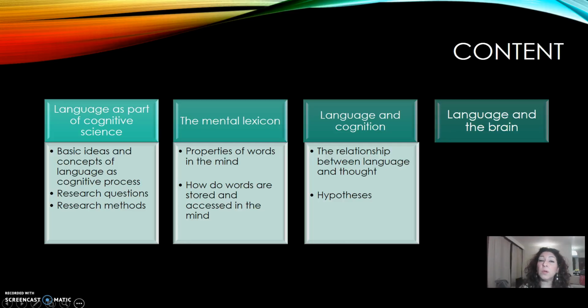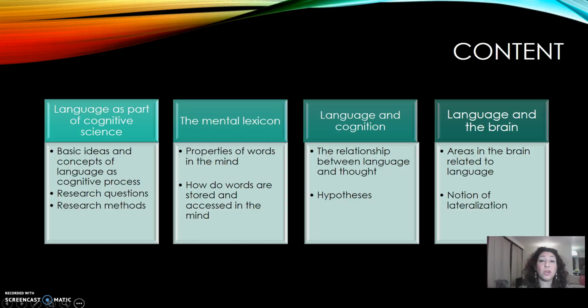We will study also language in the brain, which are the areas in the brain related to language, the notion of lateralization, whether language is processed mainly in one of the hemispheres in the brain.